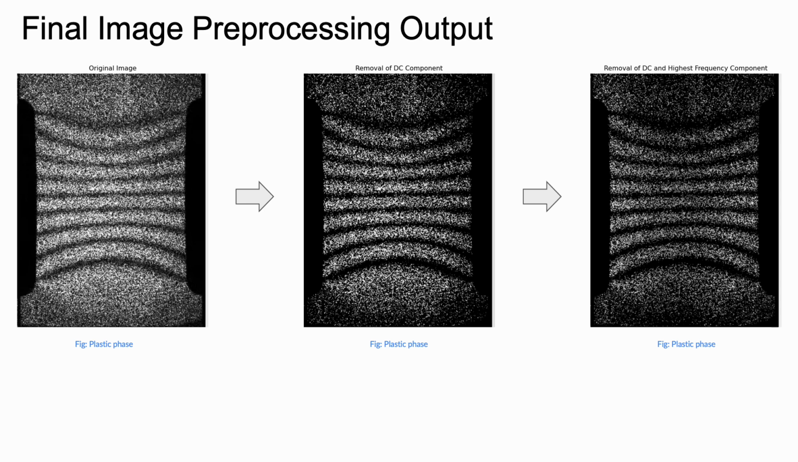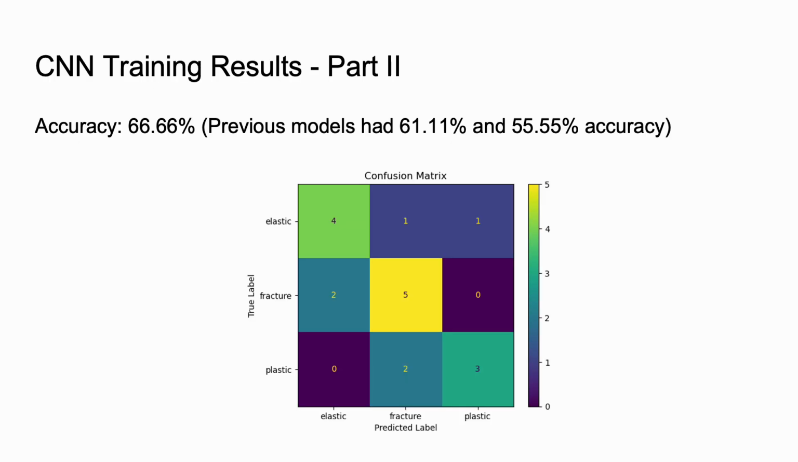You can see the step-by-step transformation from the original image to the final processed version after removing the DC and the highest frequency component based on magnitude. The final image looks clear and has less noise than the original image. This algorithm was applied to all tensile testing images, and the final dataset was ready. Training the CNN model with this final dataset resulted in an accuracy of 66.66% compared to the original accuracy of 55.55%. This demonstrates the impact of FFT-based preprocessing on model performance.